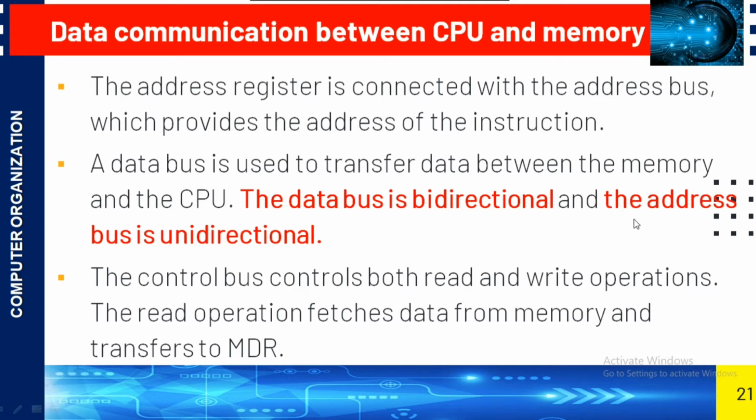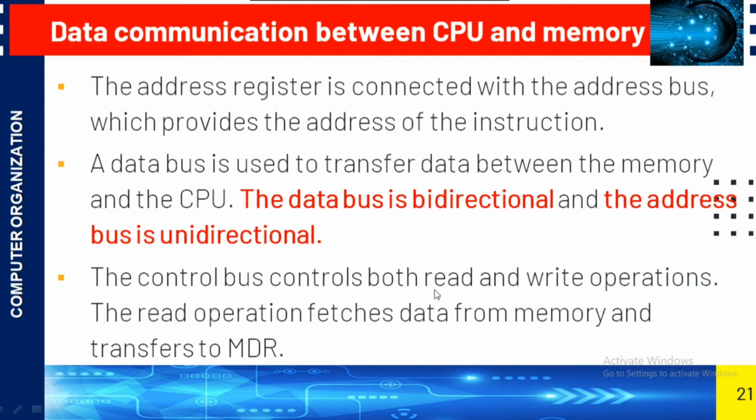The address bus is unidirectional. The address bus has only one direction; we are not able to send data to both sides. Unidirectional only. This is also asked in 1 mark questions. So the data bus is bidirectional and the address bus is unidirectional.